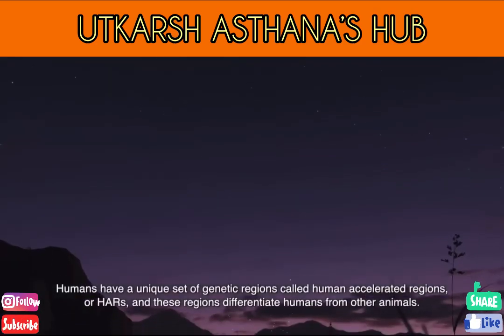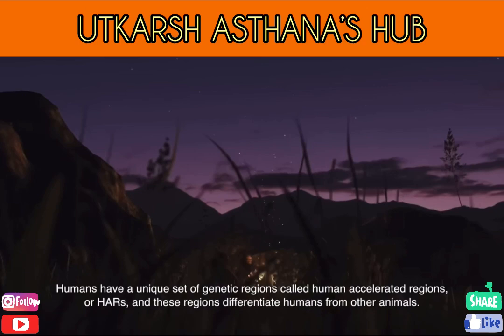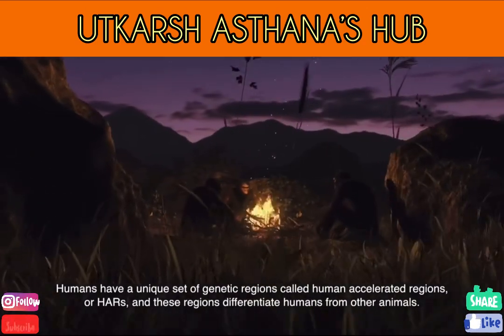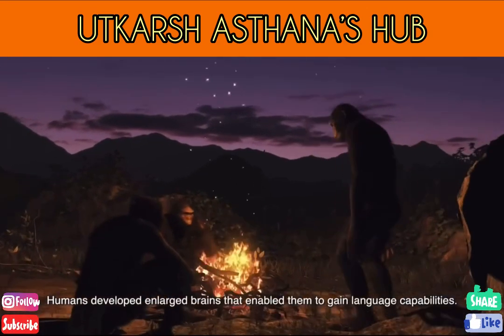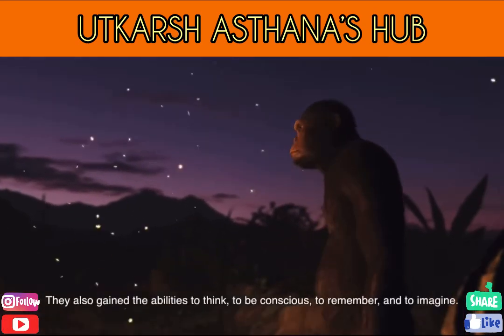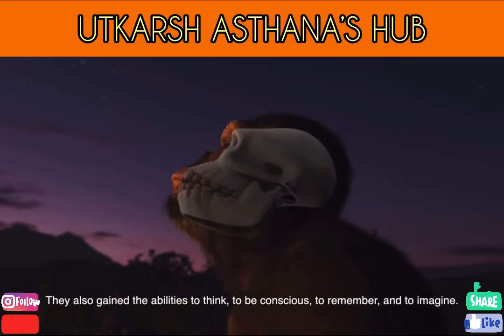Humans have a unique set of genetic regions called human accelerated regions, or HARs, and these regions differentiate humans from other animals. Humans develop enlarged brains that enable them to gain language capabilities. They also gain the abilities to think, to be conscious, to remember, and to imagine.